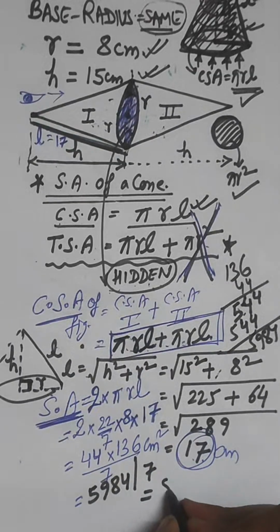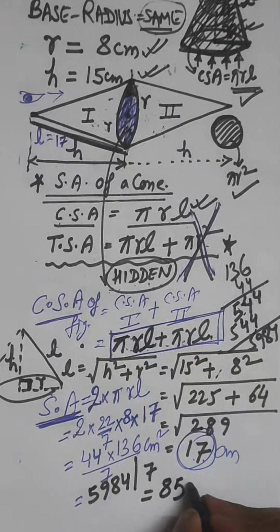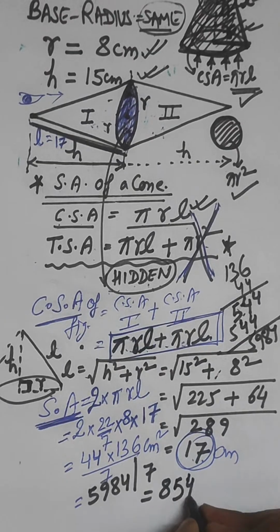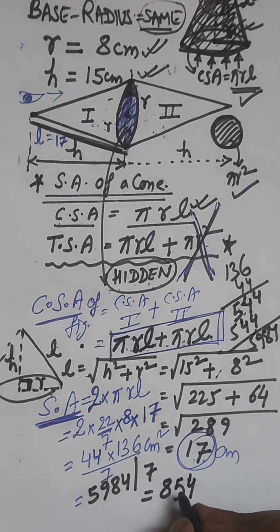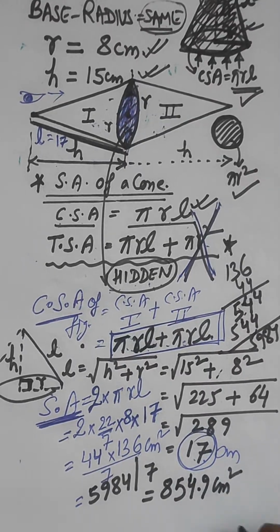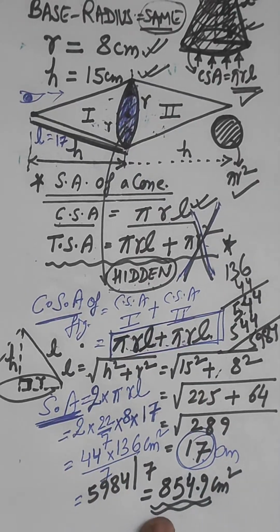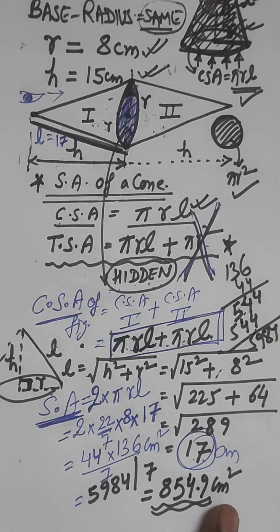7 8 56, 38, 7 5 35, 34, 7 4 28, 35 minus 28 is 7. So 7 8 57 9, 7 8 56, 7 9 63. So it is 854.9 something centimeter square. So we can round off, and we can write it as 855 centimeter square, right?